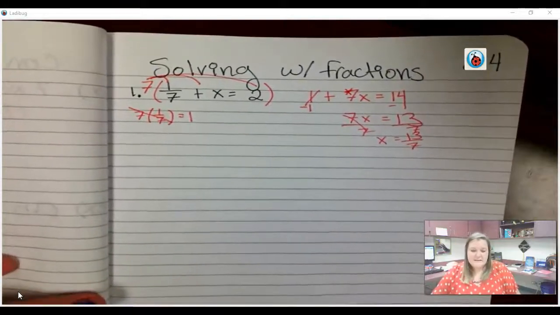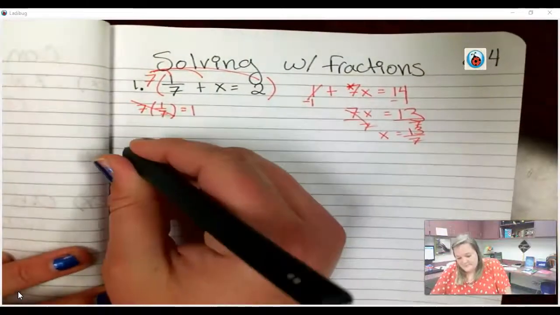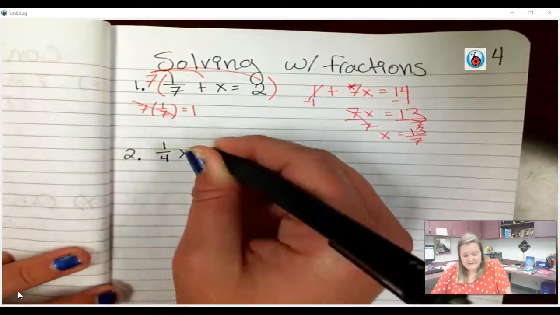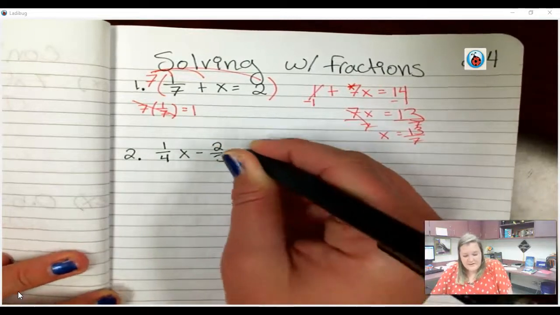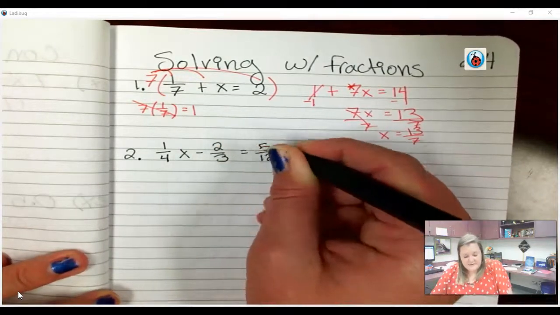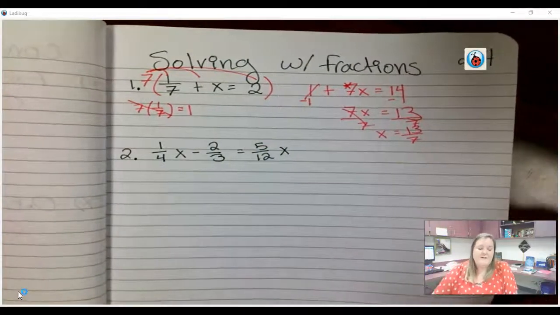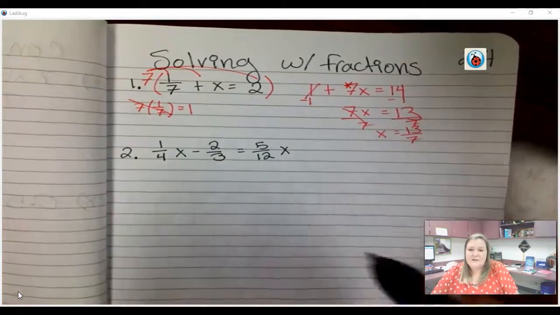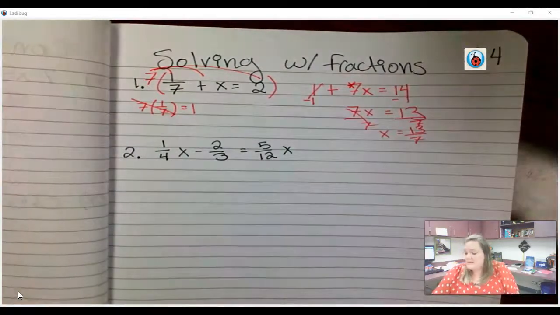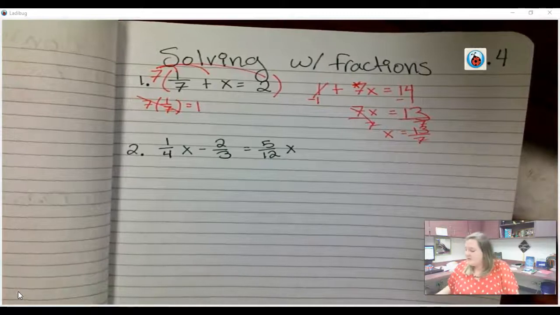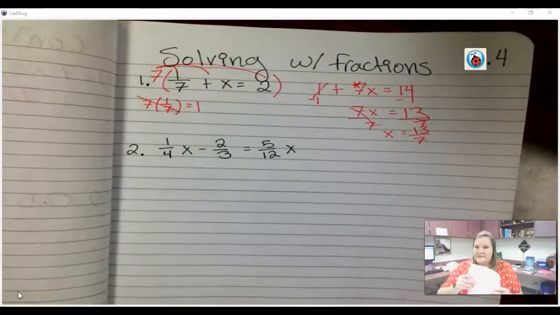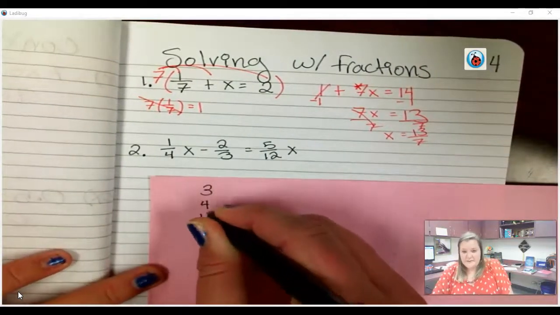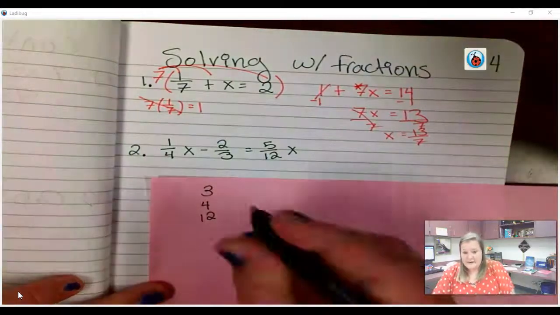So let's look at something that's a little more difficult. Let's say that you have 1/4 x minus 2/3 equals 5 over 12 x. Our first job is to figure out what 4, 3, and 12 can all multiply together to get. One way to do it is to look at your common factors, which is actually a pretty good idea. If it's not automatically popping out at you, it's fine.